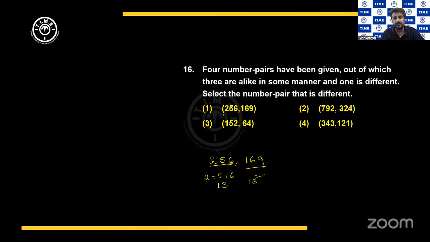The second number is the square of the sum of the digits of the left side number. Now 792: 7 plus 9 is 16, plus 2 is 18. So 18 and 18 square. Now 1 plus 5 plus 2 is 8, 8 square is 64. 3 plus 4 plus 3 is 10, 10 square is 100. But it is given 121. So choice 4 is the wrong number.